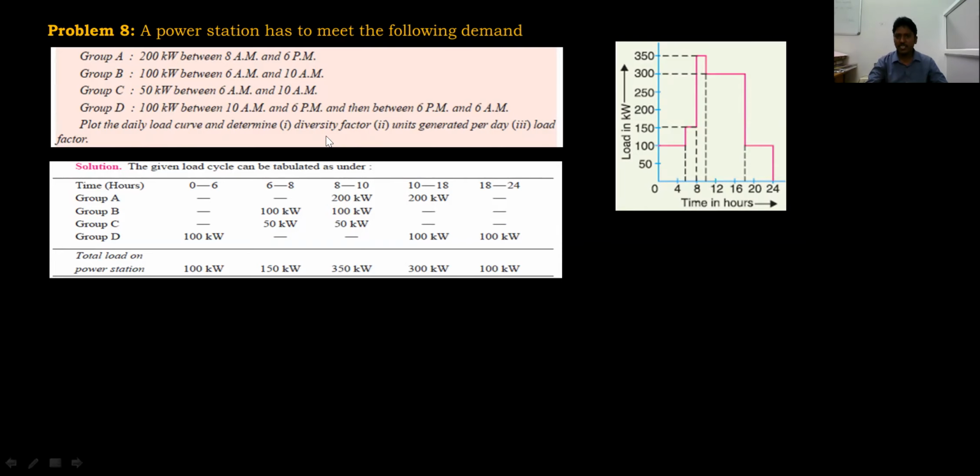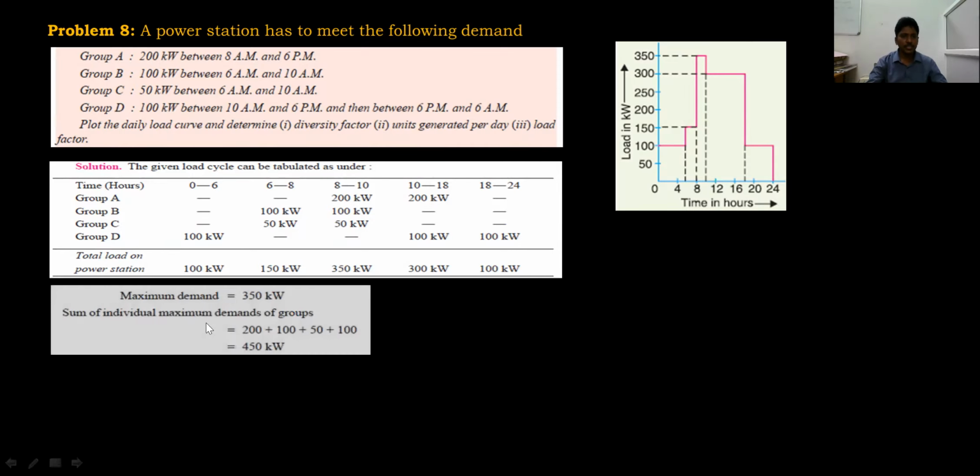So only thing is diversity factor is remained. What is diversity factor? Sum of individual maximum demands. Sum of individual maximum demands means there are 4 consumers and their maximum demands are 200 kilowatts, 100 kilowatts, 50 kilowatts, and 100 kilowatts. These are all maximum demands of individual customers. So sum of individual maximum demands are 200 kilowatts plus 100 kilowatts plus 50 kilowatts plus 100 kilowatts divided by maximum demand. Maximum demand is 350. That gives you diversity factor.